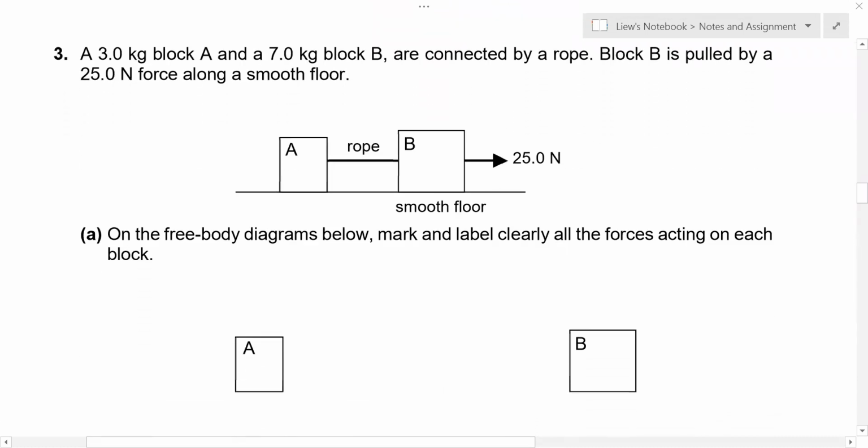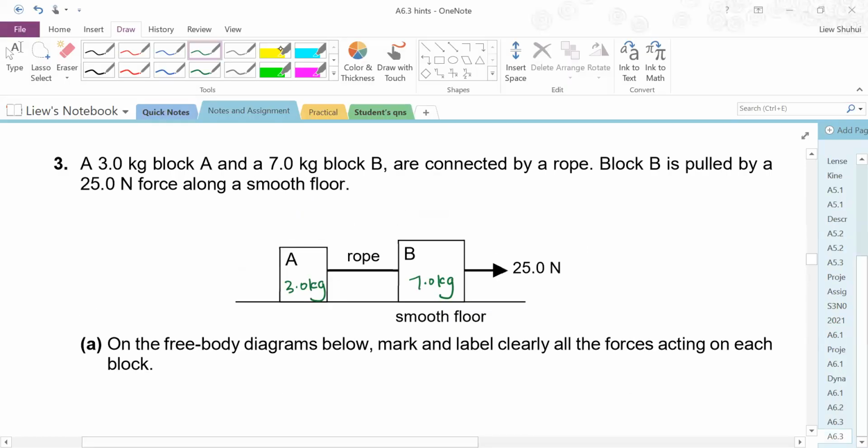Question 3, you have a 3 kg box A and a 7 kg box B that are connected by a rope. So that is this rope over here that is connecting A and B. And then block B is the one that is being pulled by a 25 Newton force along a smooth floor. The moment you see the words smooth floor, it means there is no friction. So you don't have to draw friction for this part of the question.